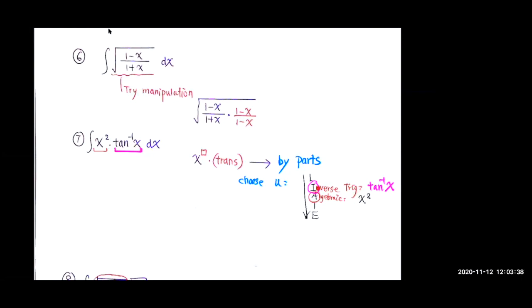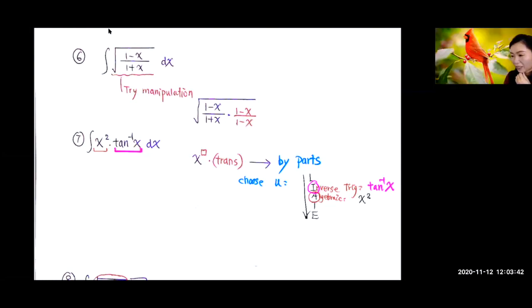I'm going to use inverse tangent. Yeah, inverse trig before algebra. This is not plain trig; if it's just tangent x, then you do that. So inverse trig before algebra. This one here you want to be u. So u is inverse tangent of x.